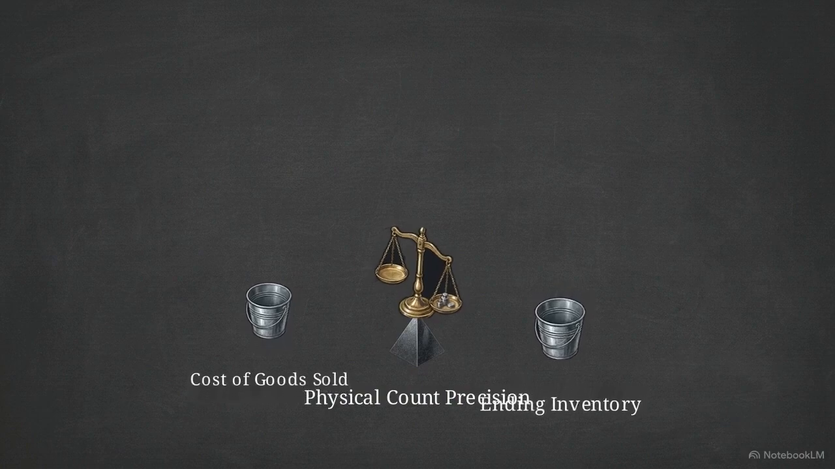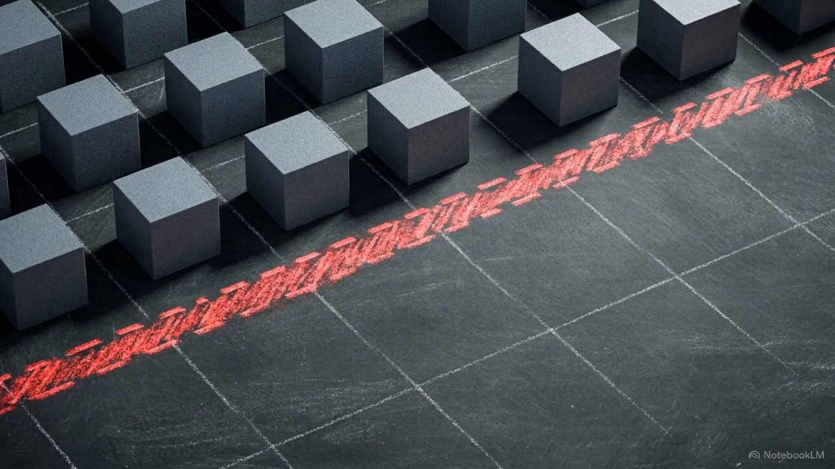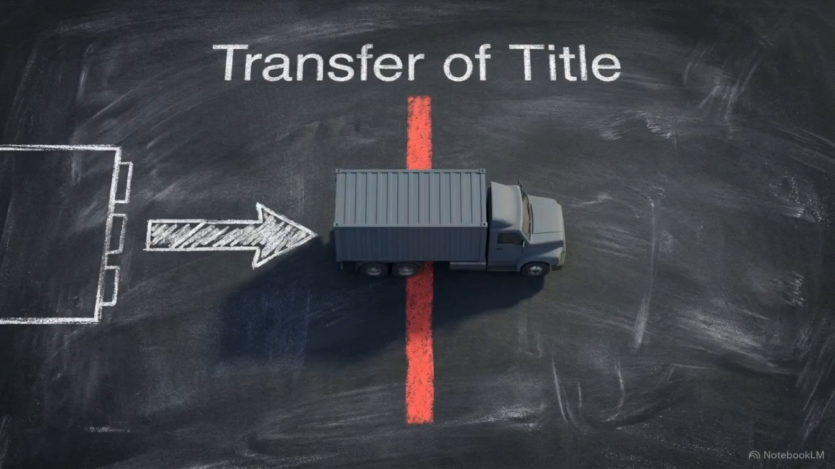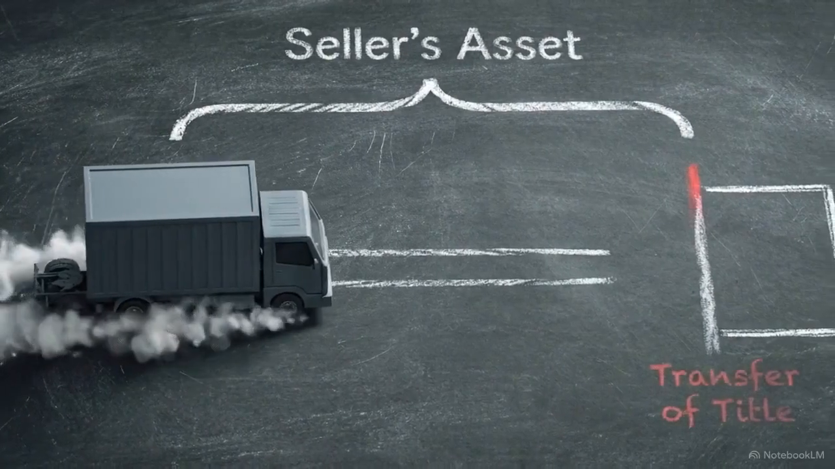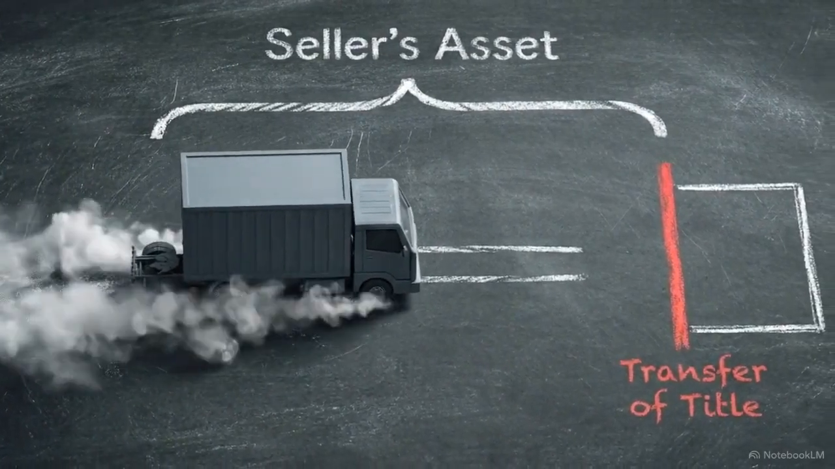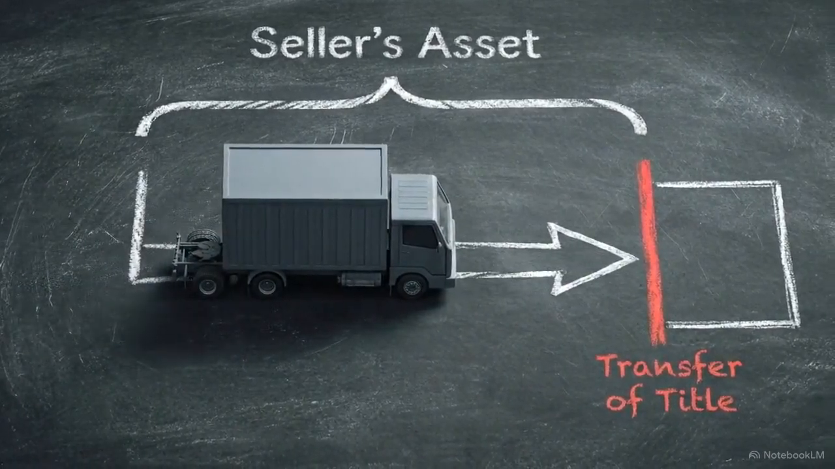The accuracy of the financial statements relies entirely on the precision of the final physical count. Counting what remains is more than just walking the warehouse floor. It requires verifying legal boundaries. Under FOB shipping point terms, legal title and risk transfer the moment goods leave the seller's stock. The buyer must record these goods as inventory, even while they are in transit. Conversely, under FOB destination, title transfers only upon arrival. The seller maintains the asset on their books throughout the transit period.